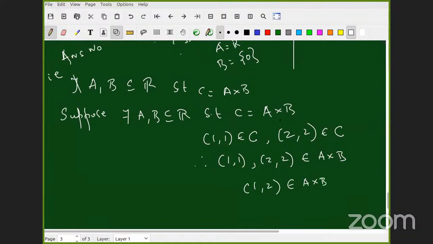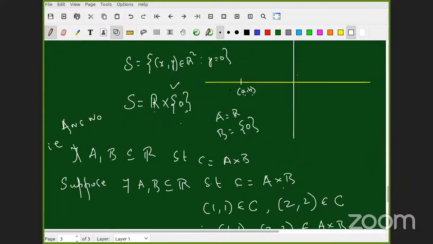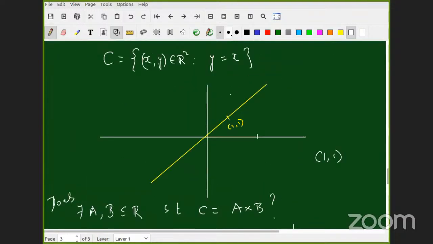But look again, A cross B equal to C. Therefore, what are we saying? This is equal to C. Therefore, 1 comma 2 belongs to that line. That's a contradiction, no? Whether 1 comma 2 belongs to that line? No, sir. If 1 comma 2 belongs to the line, then the first coordinate has to be equal to the second coordinate. But here, they are not equal. A point x comma y belongs to C only if the first coordinate equals the second coordinate.